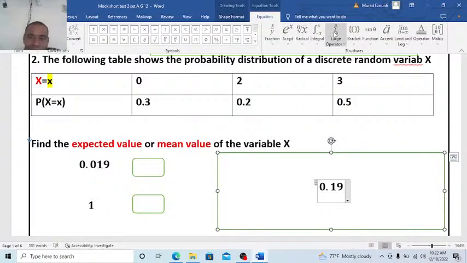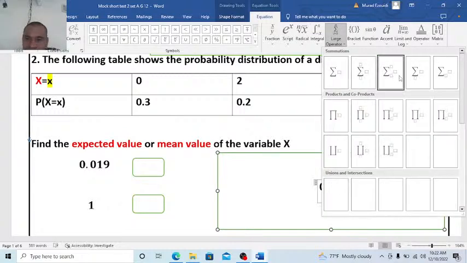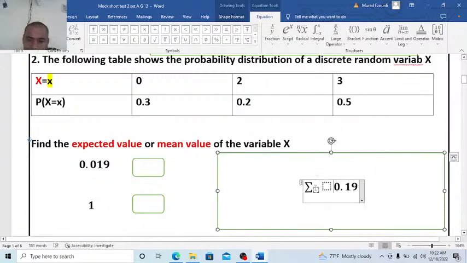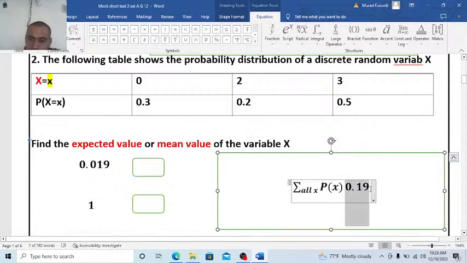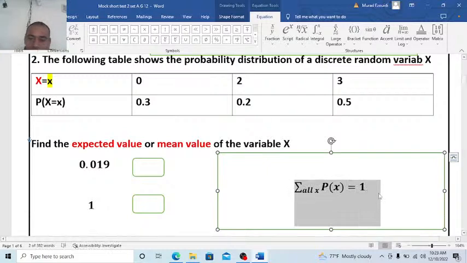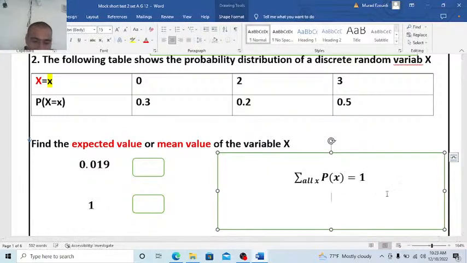So here I will just plug in the sum of all small x of their probabilities, and then I will erase the rest. This one, learners, should be equal to what? Equal to 1 always. This is the sum of all probabilities equal to 1. This is the first property of probability.